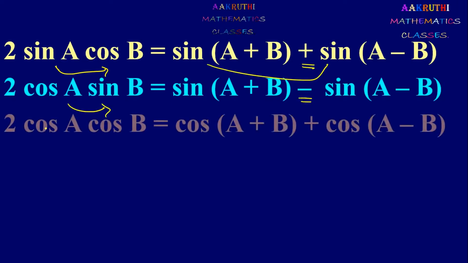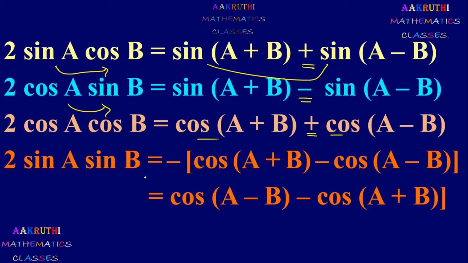Next, 2 cos a cos b. Here both are in cos, and we have to add. 2 cos a cos b is cos(a+b) plus cos(a-b), and 2 sin a sin b is minus of cos(a+b) minus of cos(a-b). We can multiply this minus inside and write it as cos(a-b) minus cos(a+b). So 2 sin a sin b equals cos(a-b) minus cos(a+b).